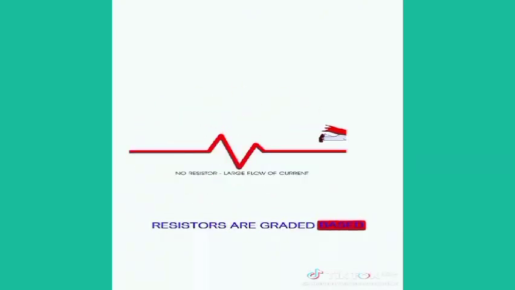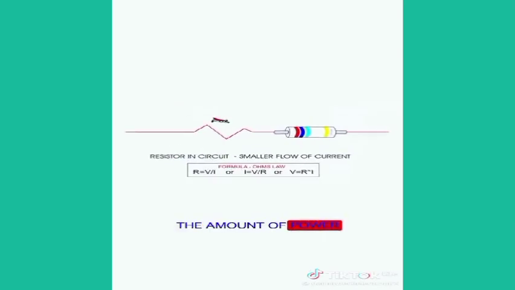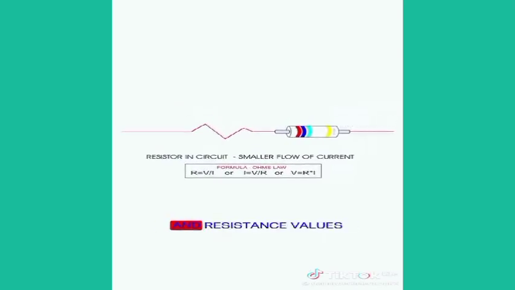Resistors are graded based on their power ratings, the amount of power they can handle without exploding, and resistance values, the capacity to resist current. The measurement is done in units known as ohms.